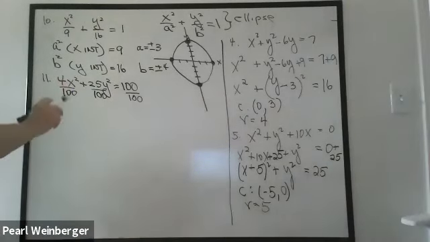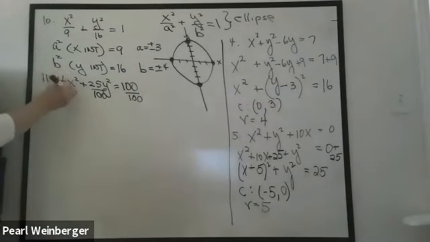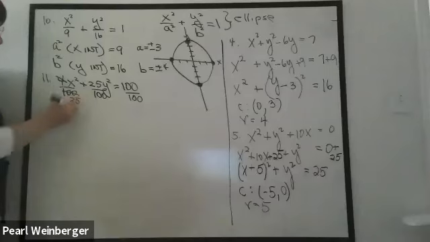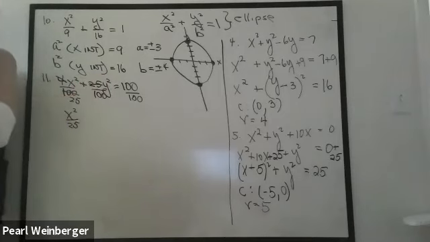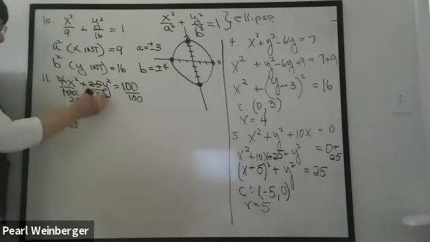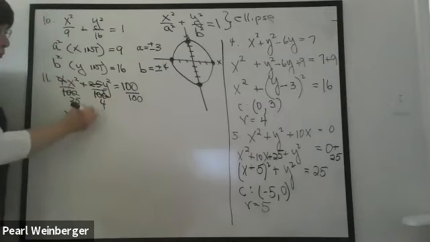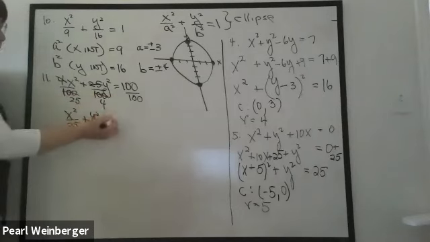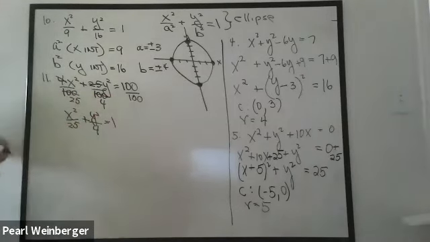And now I'm going to simplify. Here, I can divide the top and the bottom by 4, and the 4 will cancel out, and I'll get a 25 on the bottom, which will leave me x squared over 25. Over here, I can divide top and bottom by 25. So the 25 cancels out, and 100 divided by 25 gives me 4. So that gives me y squared over 4. And of course, 100 over 100 is 1. So now I have this in standard format.